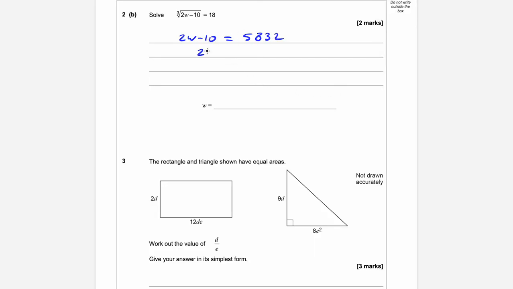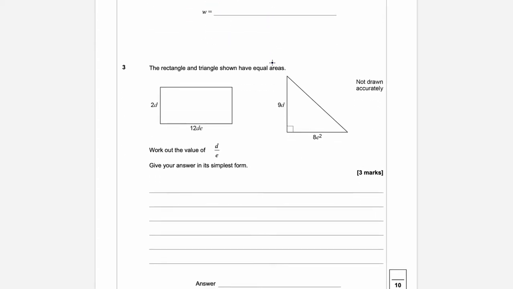Add 10 to both sides. I get 5842. And then divide by 2. Feel free to use your calculator, guys, but that is 2921. Okay, that is w.